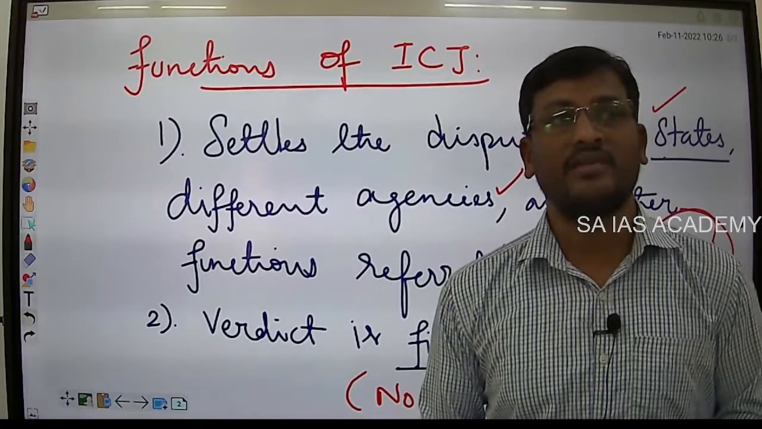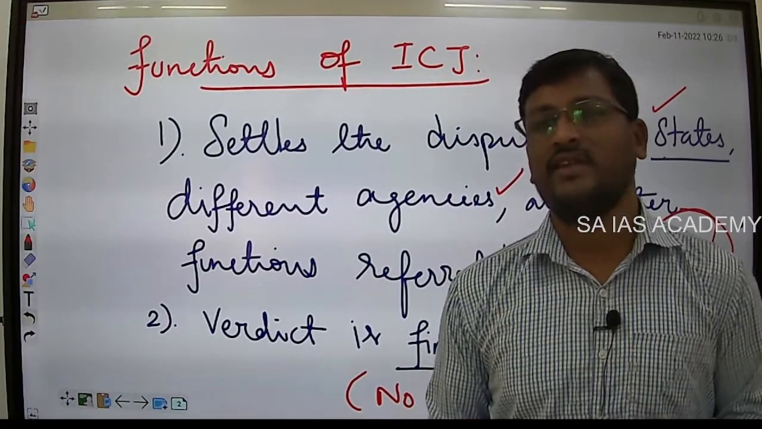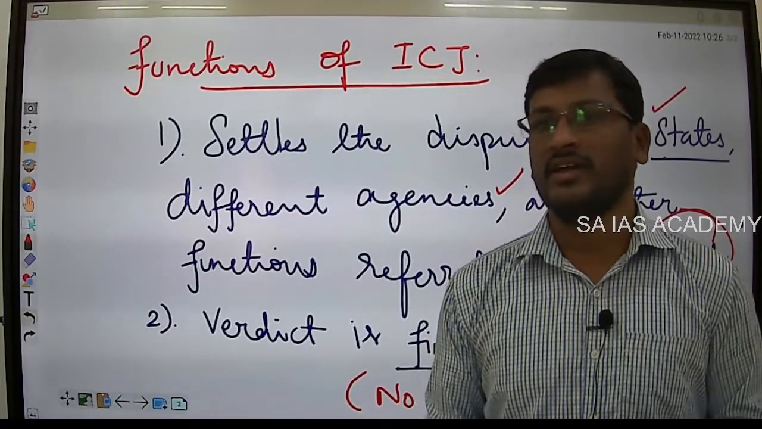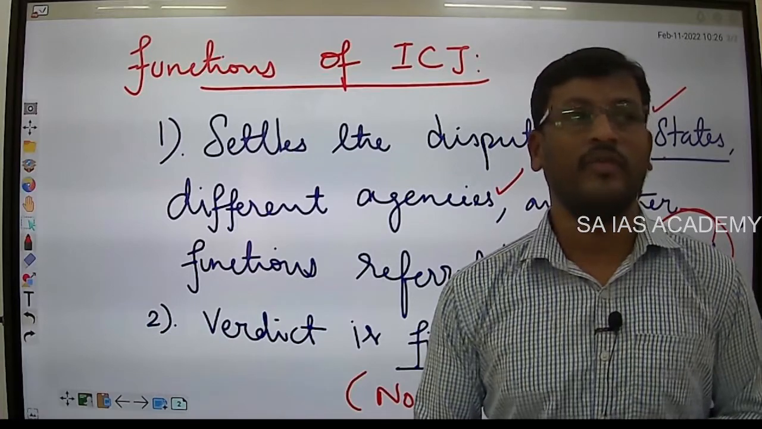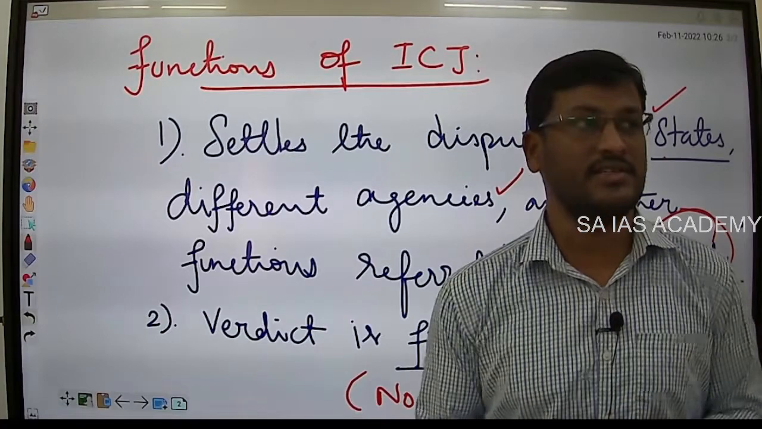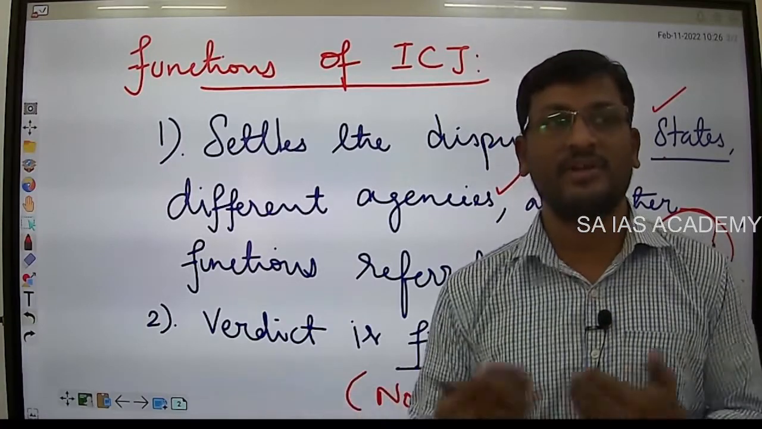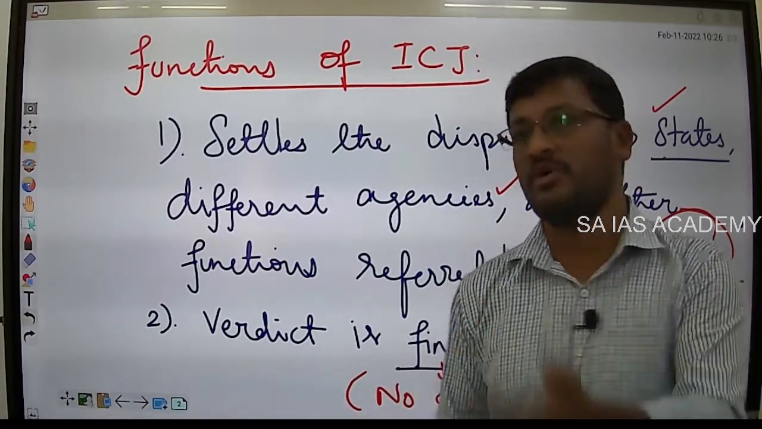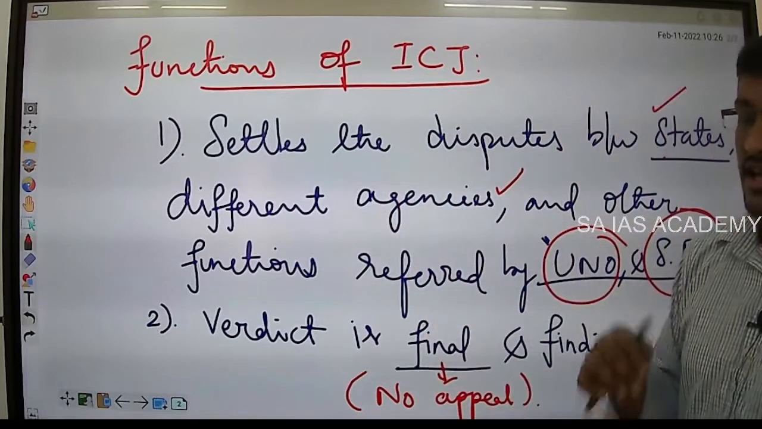agencies. Under the UNO there are 17 specialized agencies, for example the Food and Agriculture Organization and UNESCO. If these agencies refer disputes or legal issues to this body, this body will resolve the issues.